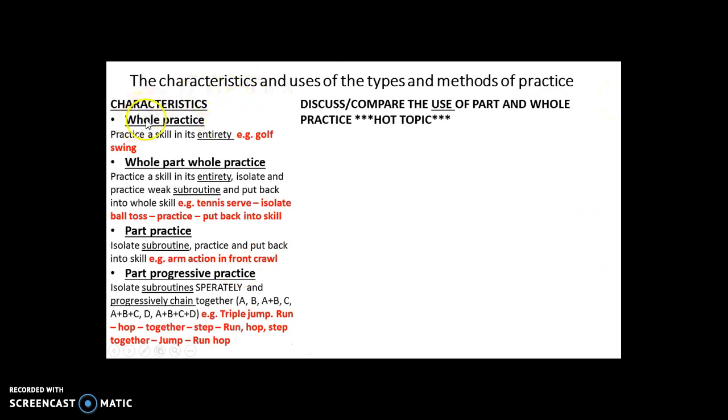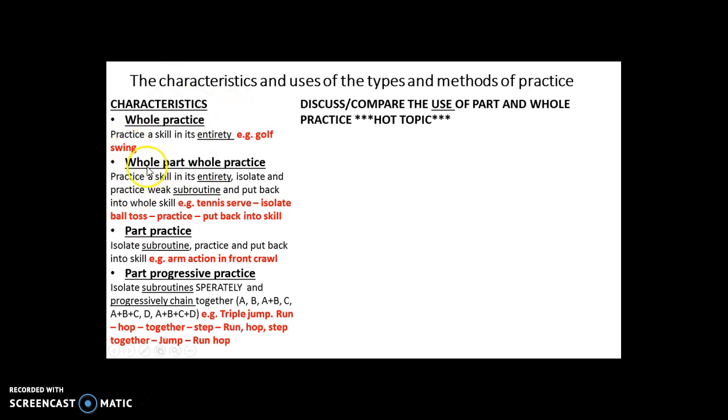Now, what you're looking to do, I mean, you will get away with it, but I always think that examiners like it when you have a word that describes the name of something that's going to be in the question, so it's better not to repeat it. So we start off with whole practice. Whole practice basically refers to the fact you're practicing a skill in its entirety. So for example, a golf swing. One whole movement through, no breaking down into subroutines. So that's your first one.